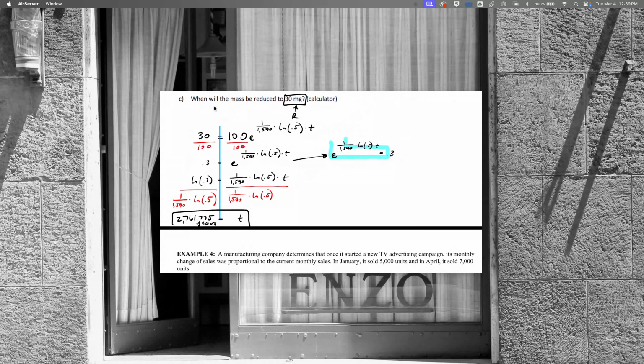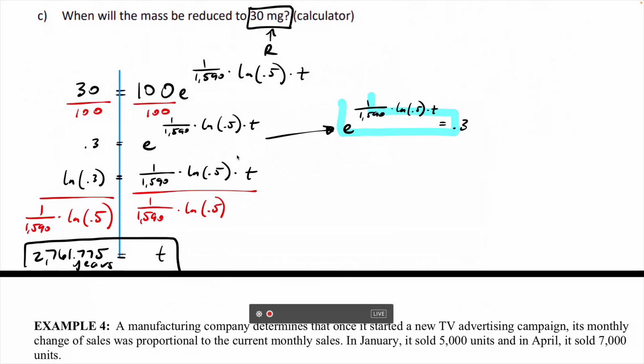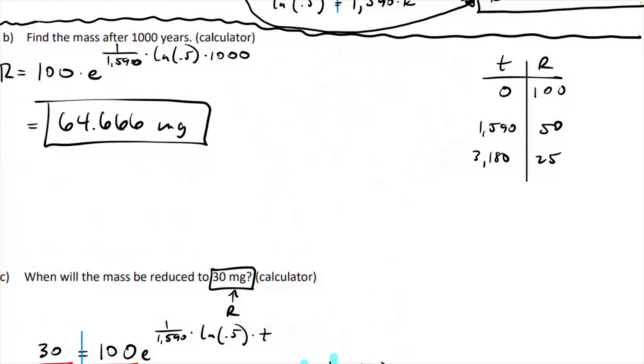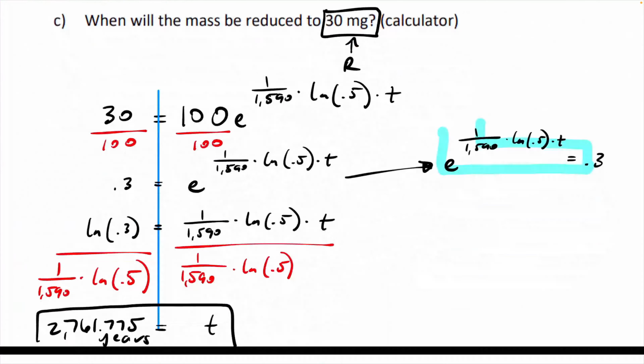Again, you should always, always, always ask yourself, does it make sense? 2,761 is right here in between. 30 is in between. So yeah, it makes sense.